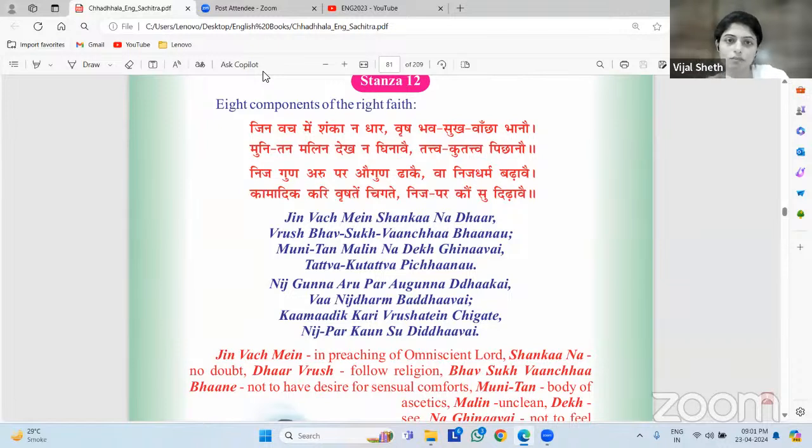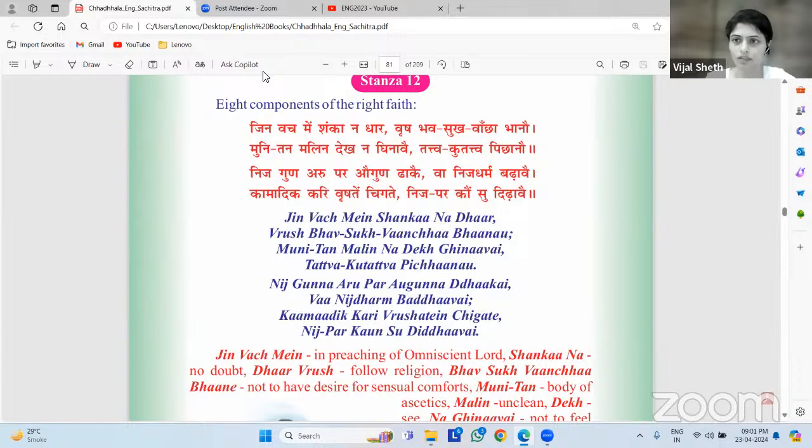So, Jin Vach Me Shanka Na. Absolute no doubt in the sermons of the omniscient. Now, the Samyadrashti Jeev has true faith in God, scriptures and monks. As a result, he has attained the right belief by following the sermons of true gods. So he has no doubts in any of the messages of the gods.